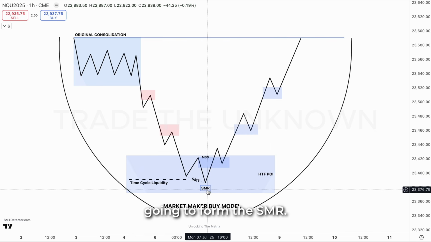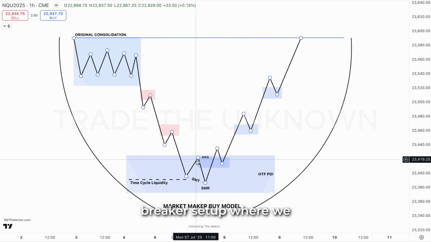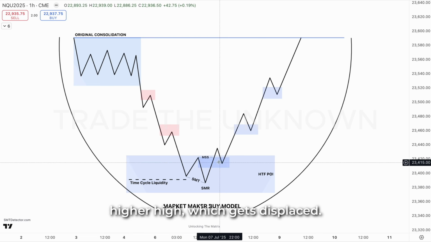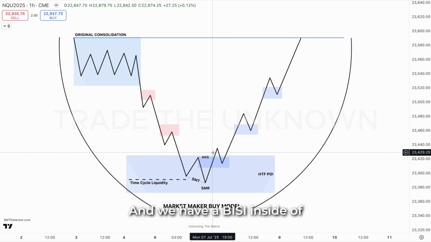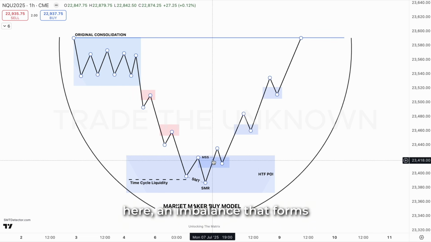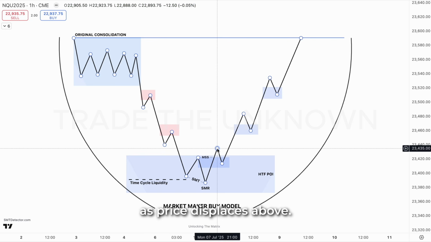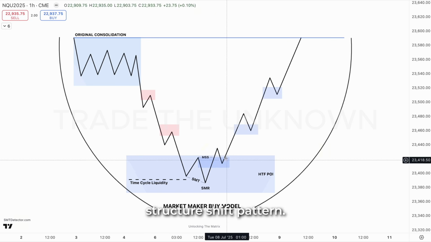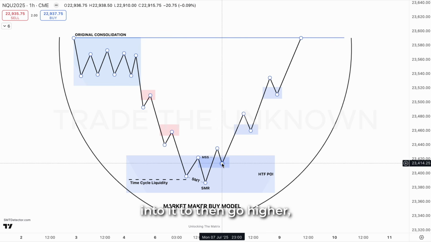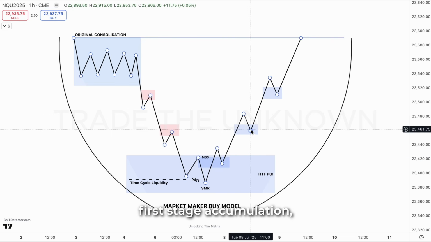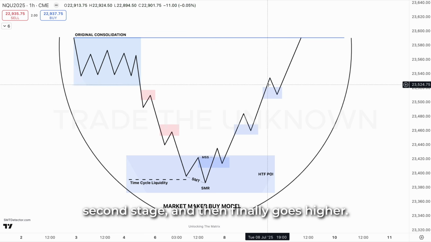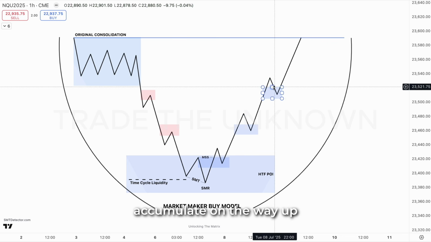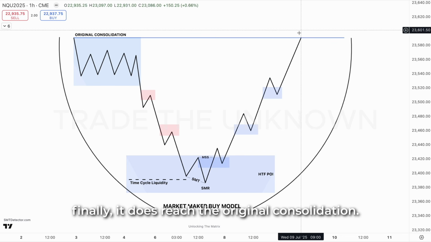Price is then going to form the SMR, and this is a perfect example with a breaker setup, where we have a low, a high, lower low, higher high, which gets displaced, and we have a busy inside of here, an imbalance that forms as price displaces above. Inside of this breaker high, this is your market structure shift pattern, and you can see that price will retrace into it to then go higher. First stage, accumulation, second stage, and then finally goes higher. So you can see price will accumulate on the way up in different stages.